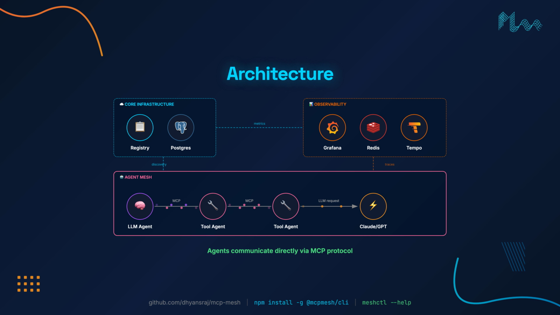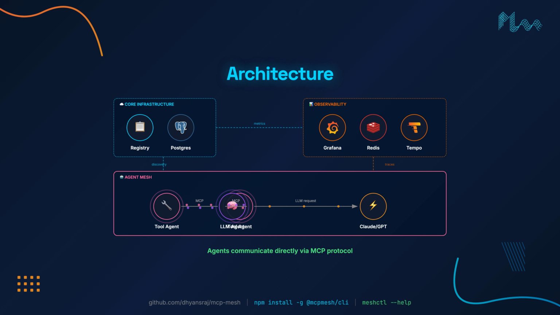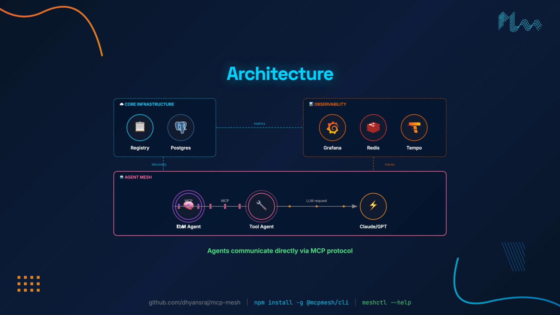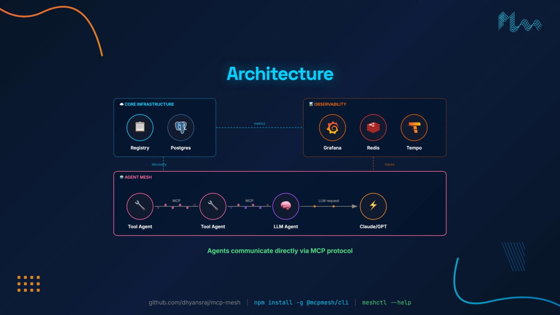Now, here's something critical about how agents communicate. The registry is only used for discovery, finding who offers what capabilities. Once agents are wired together, they talk directly to each other using MCP protocol. No proxying through a central component. This means if the registry goes down, agents that are already connected keep working normally. Even if an agent starts up without the registry, it can work standalone. It just won't discover new collaborators until the registry comes back. This is true resilience by design.